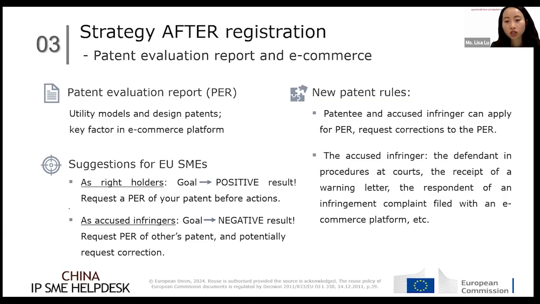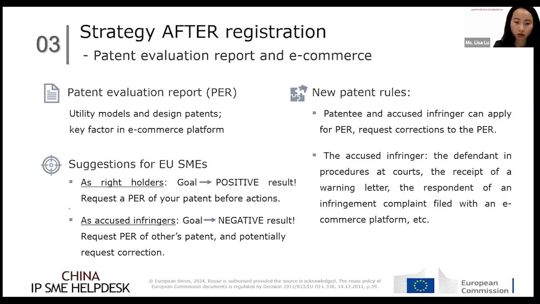And what does the accused infringer mean? That includes the defendants in procedures at the courts, the receipt of a warning letter, and also the response to an infringement complaint filed with the e-commerce platform. So for EU SMEs, you can be the patentee, but you can also be the accused infringer, especially on e-commerce platforms. What's our suggestion for you?